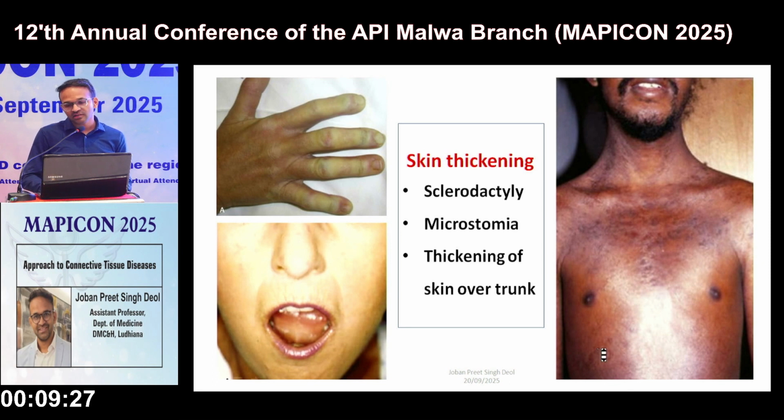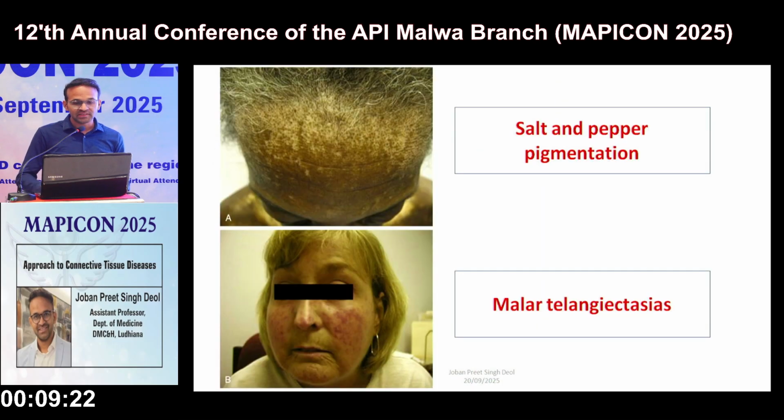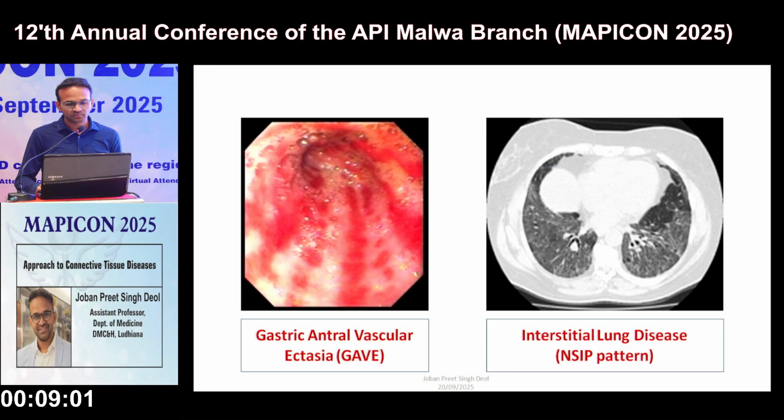Then this is another patient where you can see there is a marked skin thickening involving the trunk. Then they can have salt and pepper pigmentation. Again, this is very classical of systemic sclerosis because of the retention of the melanin in the perifollicular area. And these are the malar telangiectasias I was talking about. So apart from the cheeks, they can also have these telangiectasias over the palms, lips and tongue. And this is what we call watermelon stomach. So just like watermelon, these patients can have this gastric antral vascular ectasia, and again NSIP pattern of ILD.